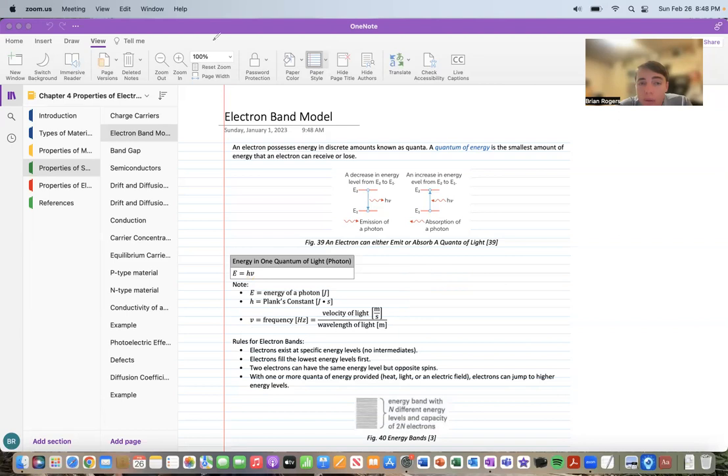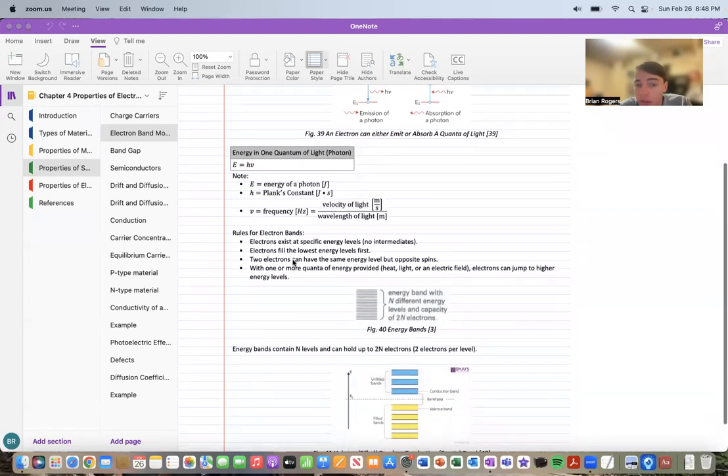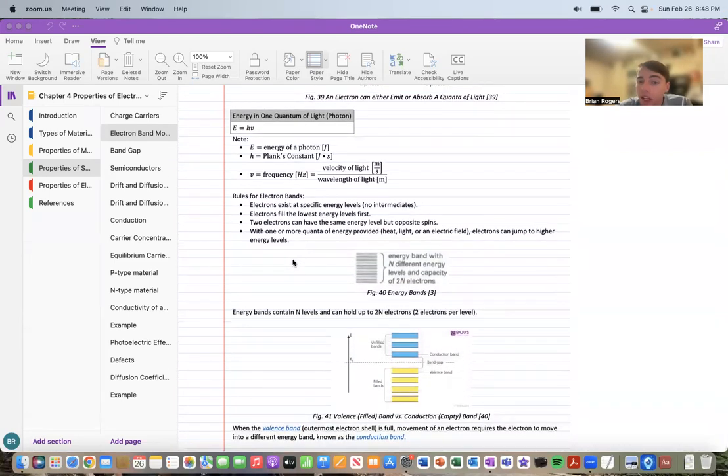And so our electron bands, which are energy levels, can only exist at specific energy levels. There's no intermediate. It's quantized. Electrons fill the lowest energy levels first. And two electrons can have the same energy level, so there can be two electrons on each energy level. Here we can have two electrons, but they have opposite spins. And that's how you can have two in the same energy level.